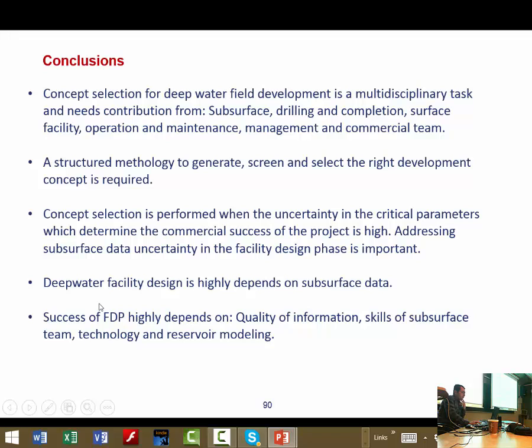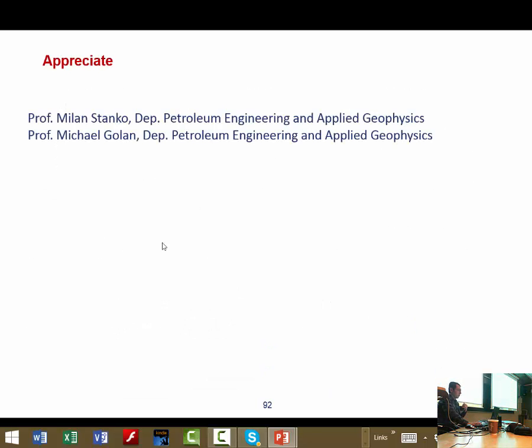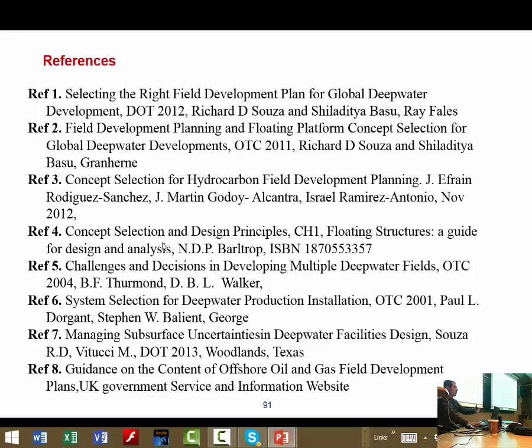And deep water facility design is highly dependent on subsurface data. And success of field development planning highly depends on quality of the information, skill of the subsurface team, technology and reservoir modeling. And this is a list of references that I'm sure you can find. All of the information is present for you in this presentation. You can find it in these 8 references, and all of these 8 references are available. I can give a copy to the professor, who can share it with you. And also all of these references are available online.